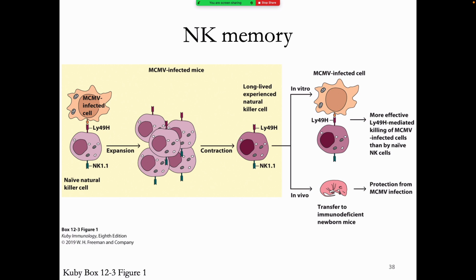And if you took those same cells and then tried to make them interact with infected cells in a dish, their responses were better. Their response had improved over what they'd had before. So they'd had that differentiation that we associate with an adaptive immune response. And if you actually transferred those cells into mice, and particularly you have to use some newborn mice that are really immunodeficient, those cells could protect the mice.